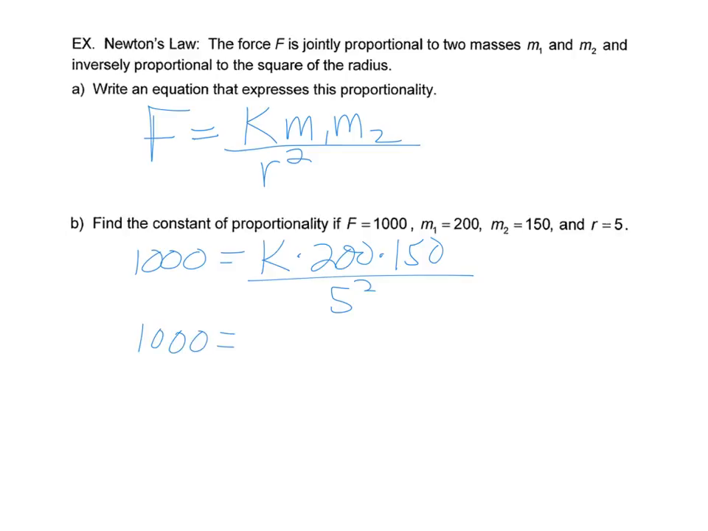1,000 equals, so if you multiply 200 times 150 and divide it by 25, it's 1,200 k, and then divide both sides by 1,200, and you can reduce that fraction, and it's 5/6 equals k, and then that's all they wanted for that.